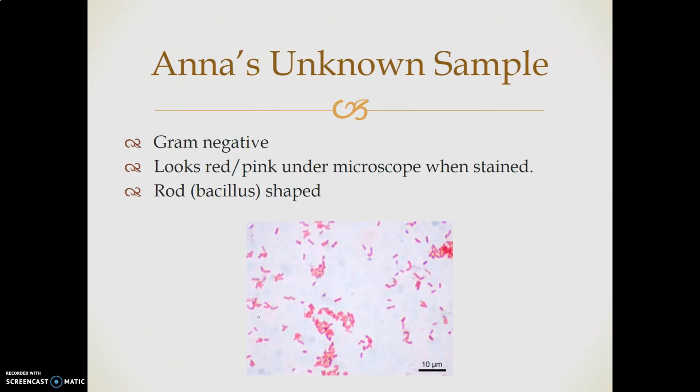Anna's sample: I would give you a sample from Anna Garcia. Actually, it's not from her corpse, it's from when she was still living. She went and visited the doctor because she wasn't feeling very good, and they took a throat swab, and they also took a urine sample from her. You'll see that soon, maybe later this week, in an autopsy report. Her sample is gram negative, as you can tell by the pink color. It looks red or pink under the microscope when stained, and it is rod shaped. So she's infected by gram negative bacillus bacteria.